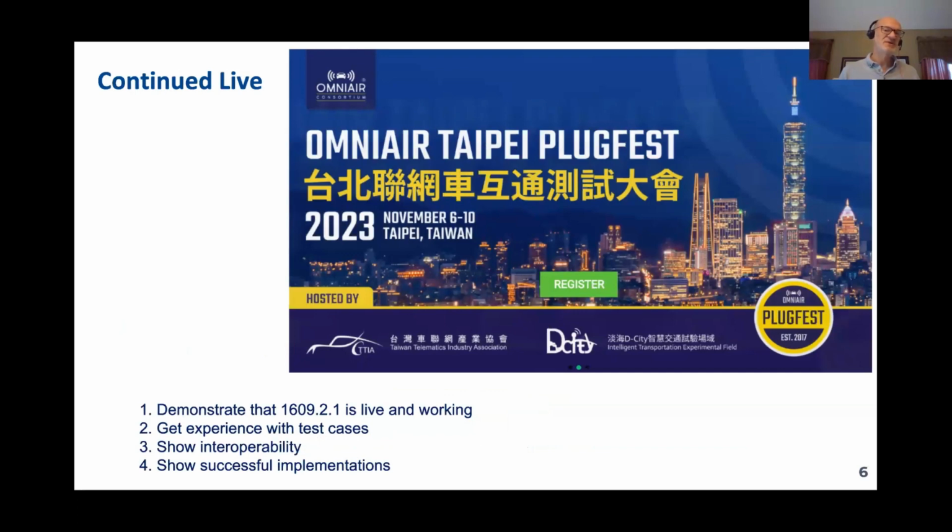Because we realized so much of this testing could be done remotely, we decided to take advantage of that and coordinate this test event. But it'll be followed by the in-person Taipei Plug Fest that OmniAir is going to be running. So that's coming up in November. Additional testing will happen, so that will also be an opportunity for device vendors and SCMS providers to work together.